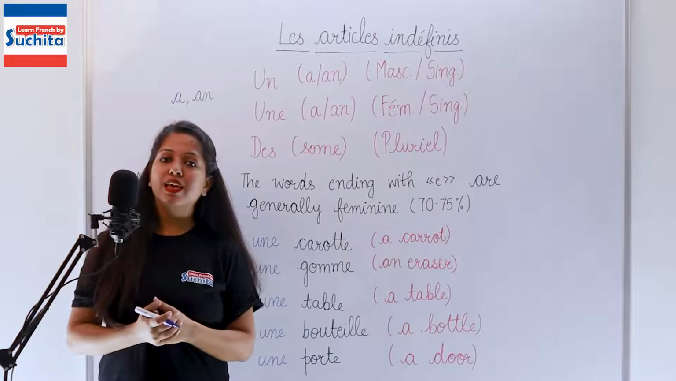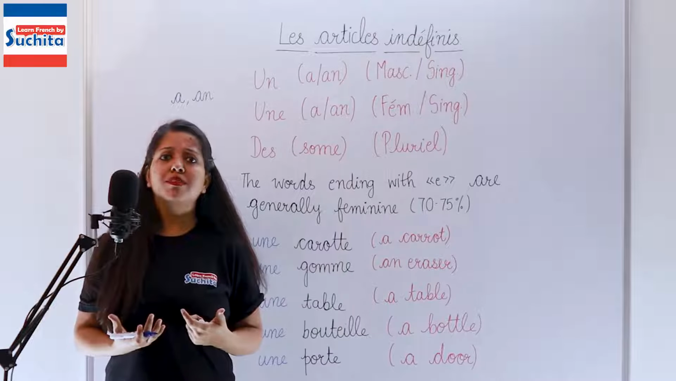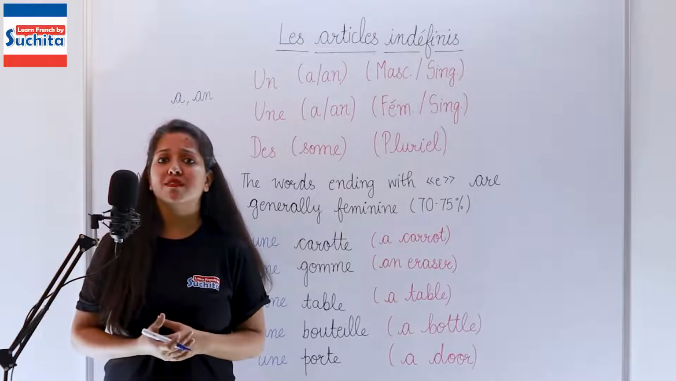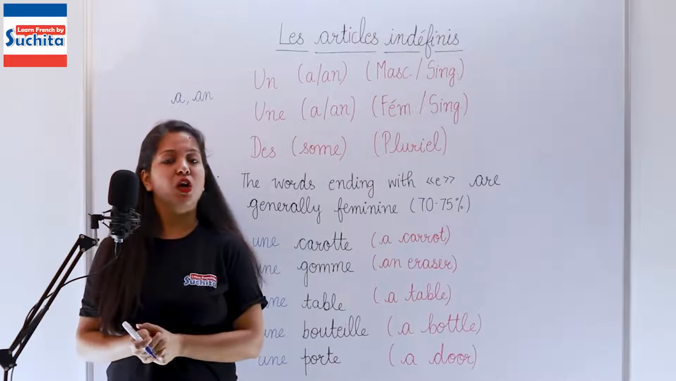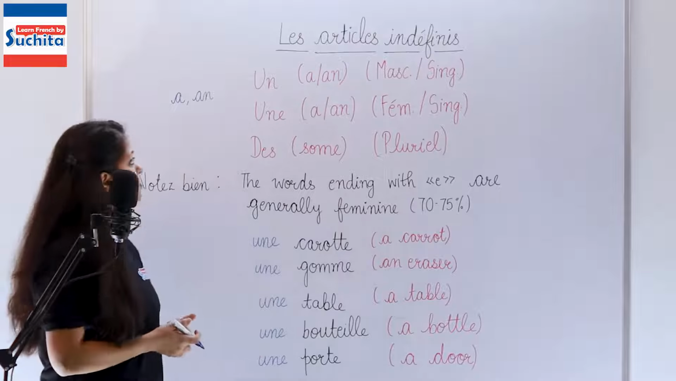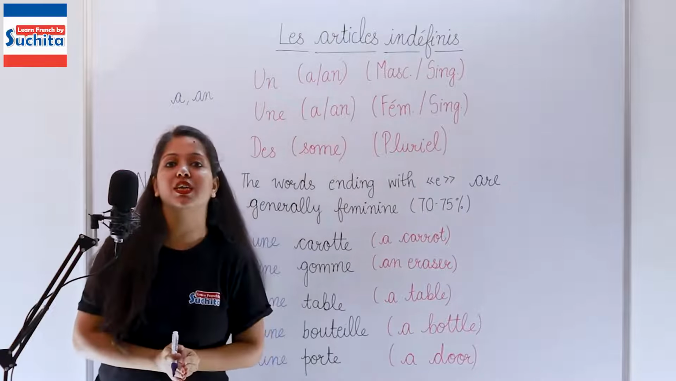Now I can also say this is a pen. Why did I say this is a pen? Because I'm not sure about whose pen this is. So this is a pen. Again, it's an indefinite article. Alright, cool. So now let's move on to French and let me know how many indefinite articles we have in French.